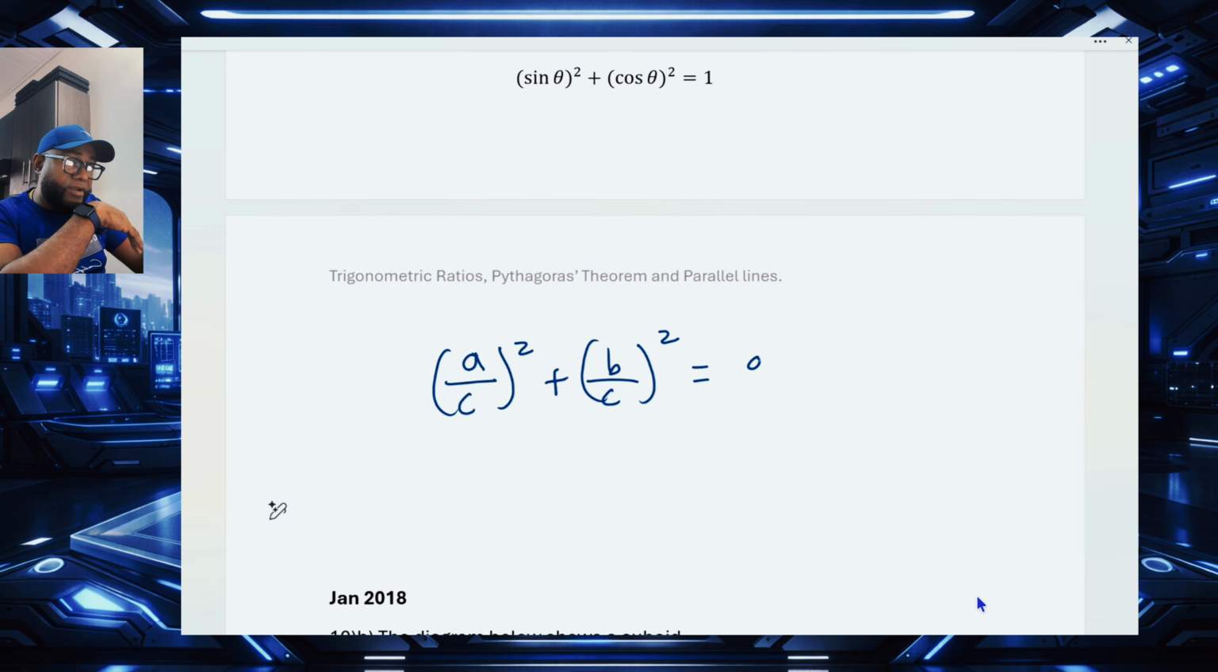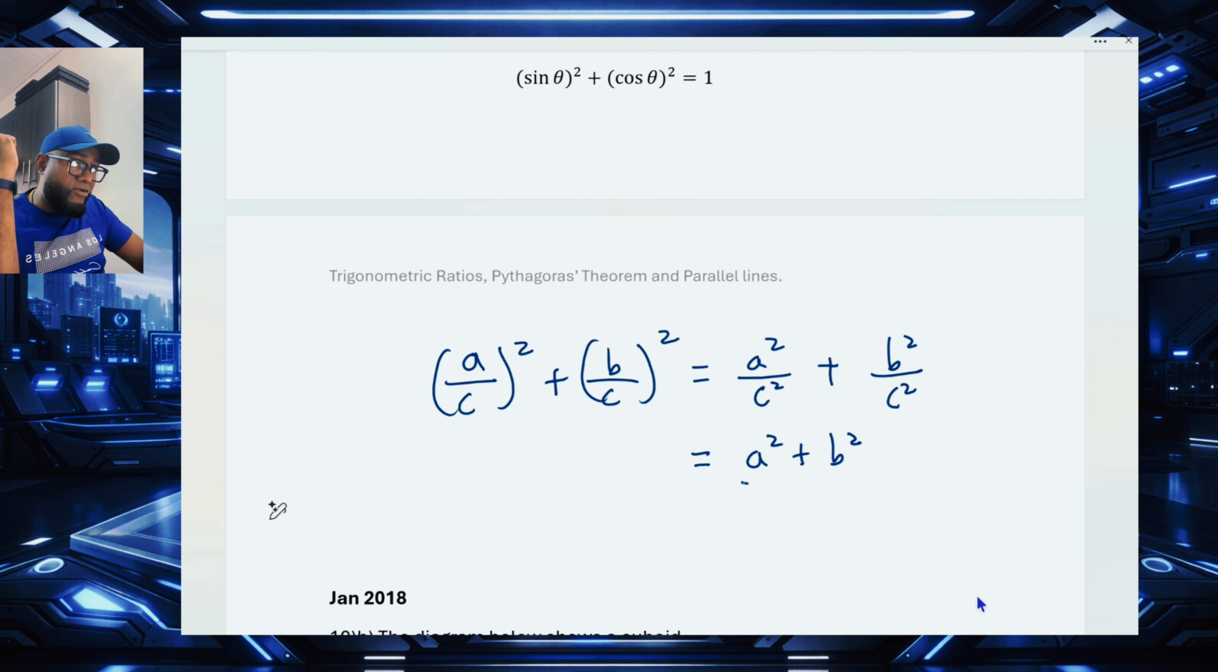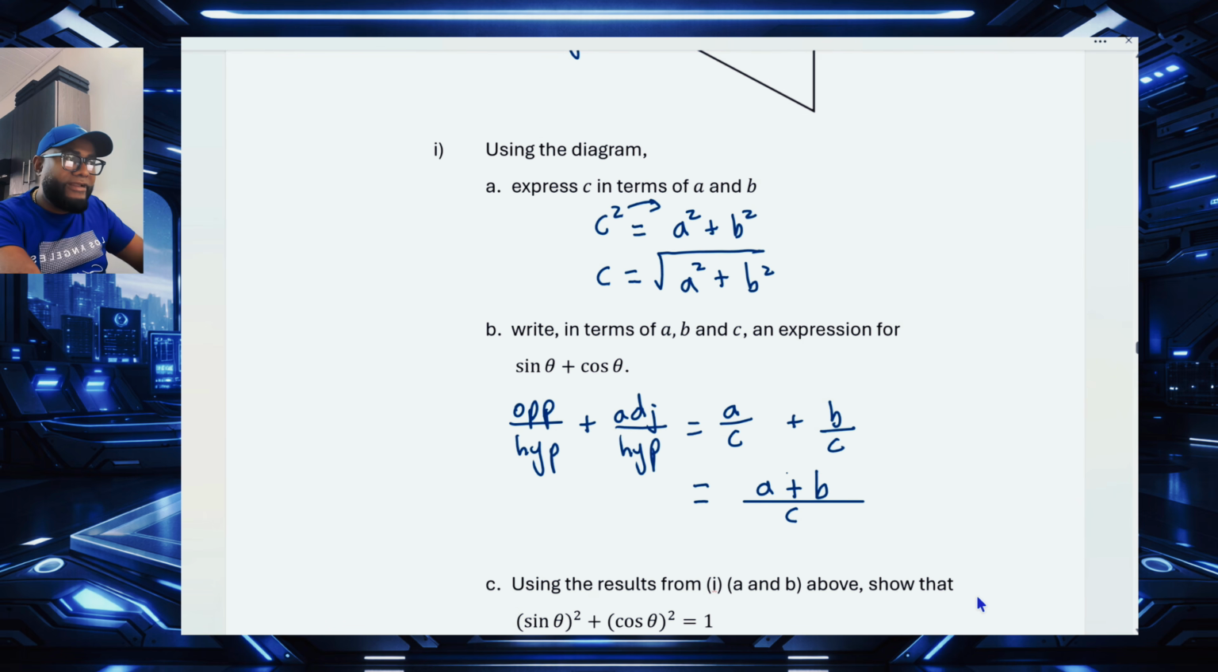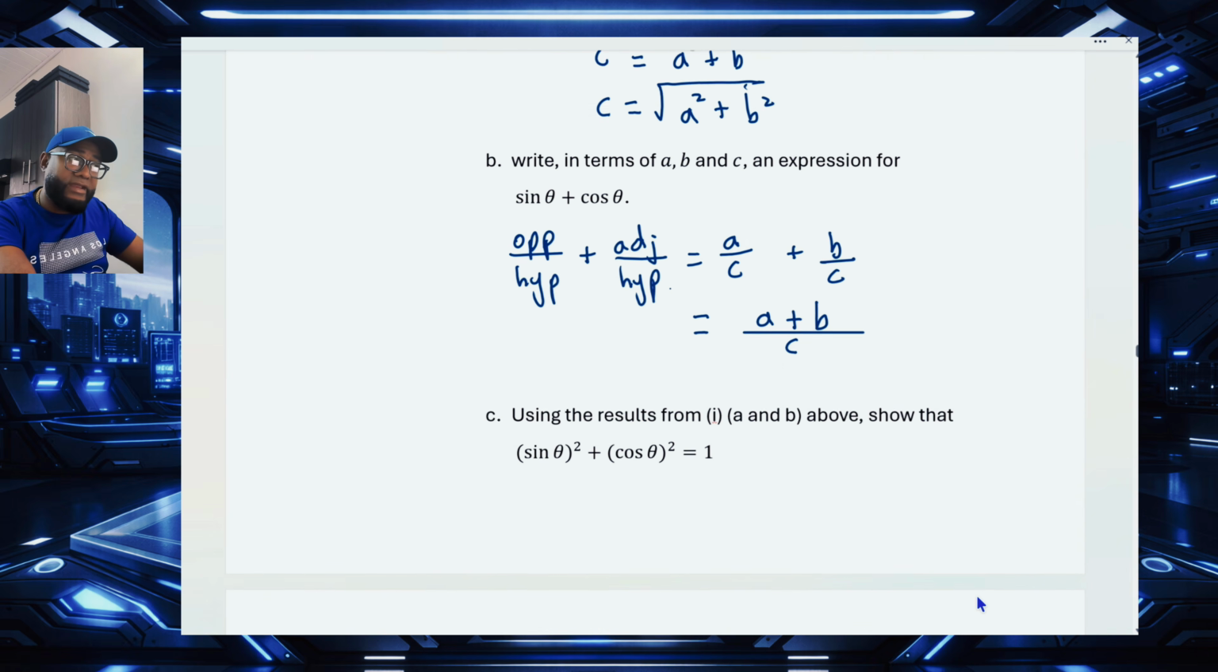So this will be A squared over C squared plus B squared over C squared, because the square applies to both numerator and denominator. Now this would be A squared plus B squared all over C squared, because it's the same denominator. But from part 1, what was C squared equal to? C squared is equal to A squared plus B squared.